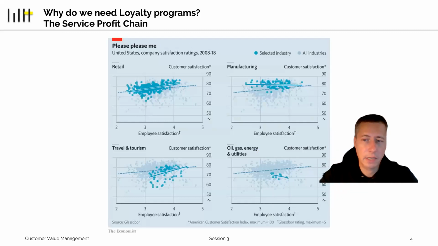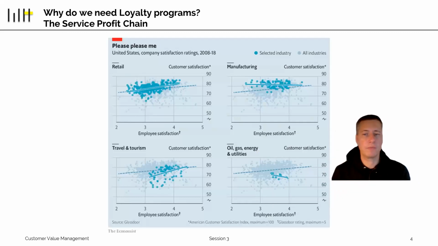This is an article that has been published in The Economist a couple of months ago. And what you see here is that across a couple of different industries, very varied: retail, manufacturing, travel, oil, gas, energy, and utilities, if you plot employee satisfaction on the x-axis and customer satisfaction on the y-axis, there tends to be a positive relationship for service companies, retail and travel and tourism, but not necessarily for goods companies like manufacturing, oil, gas, energy, and utility.